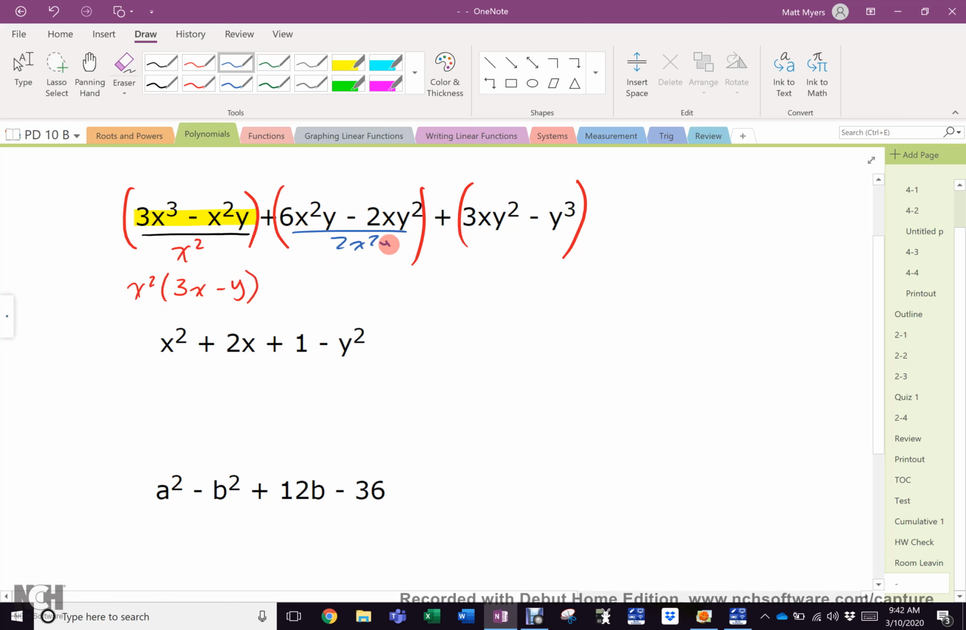What would you do here? 2x squared y, correct? No, not 2x squared, clowns. 2xy. And what would you be left with? 3x minus y. And what would you do here? Y squared. And what would you be left with?